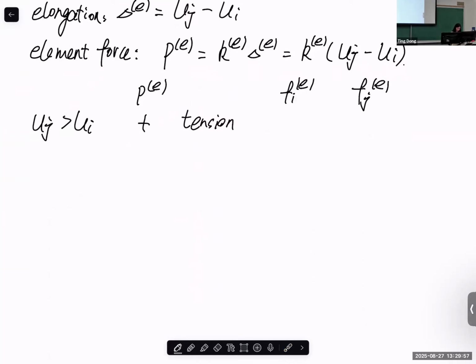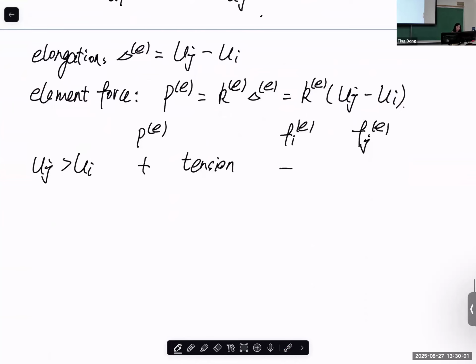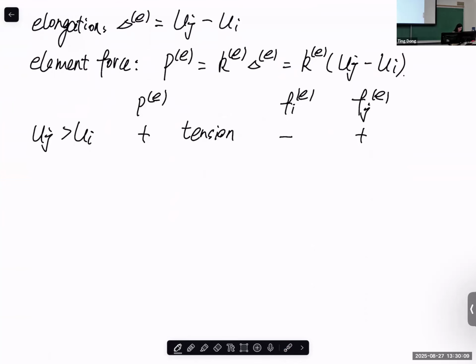So now, to generate tension, the force applied at node I should be in the negative x direction, and the force applied at node J should be in the positive direction to generate this tensile force. And of course, there's another situation. When uj is smaller than ui, it means compression, right? So back to the equation. If uj is smaller than ui, this one becomes negative. So it is compression.